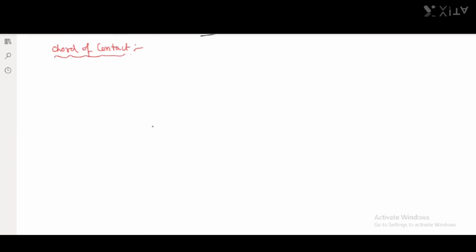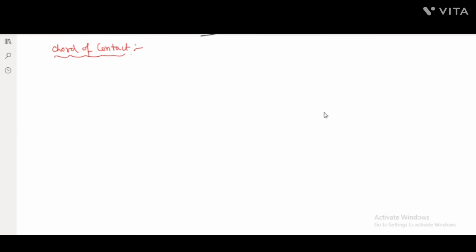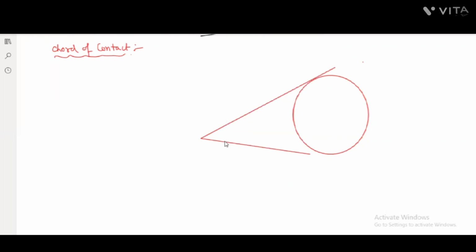So what is meant by chord of contact actually? First I'll make you understand this with a diagram. If you see, this is a circle, and from an external point, we know we can draw 2 tangents to the circle, right?